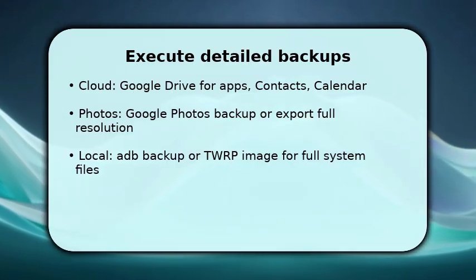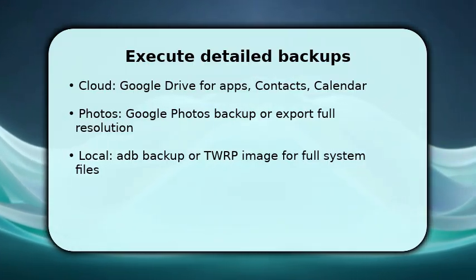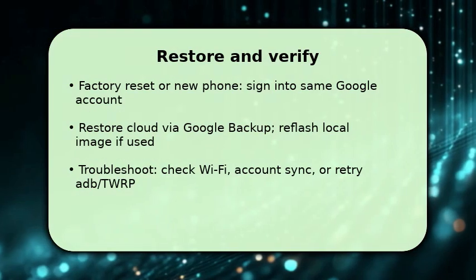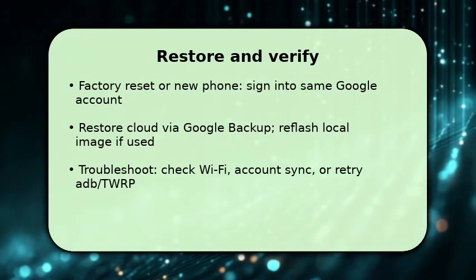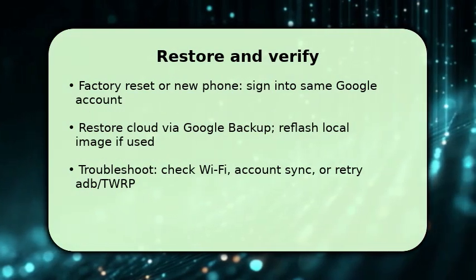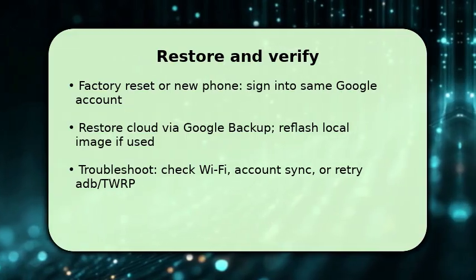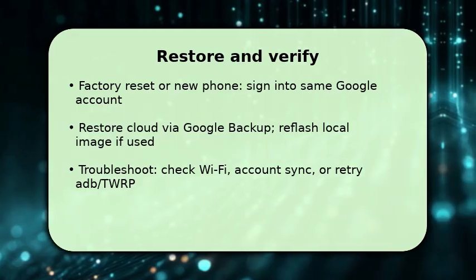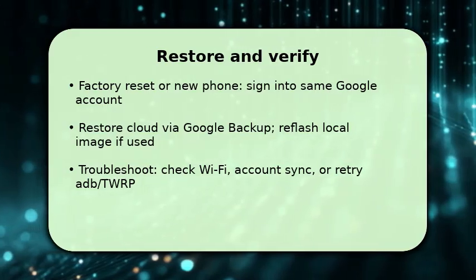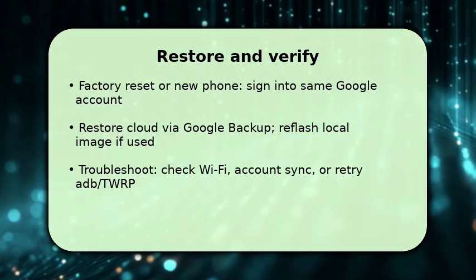Sign into the same Google account during device setup so Google Backup lists your backups and offers automatic restoration. Choose the desired backup and let apps download over Wi-Fi. If you used a local DB or TWRP image, connect to your PC or boot recovery and flash the image. Follow prompts precisely to avoid mismatches.